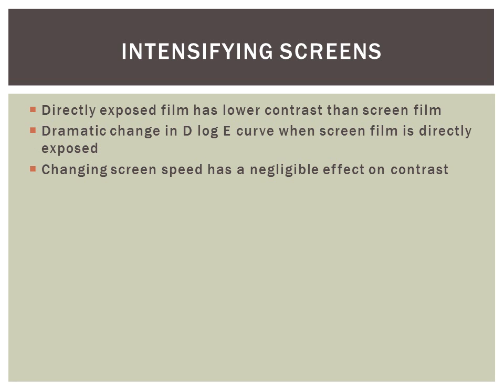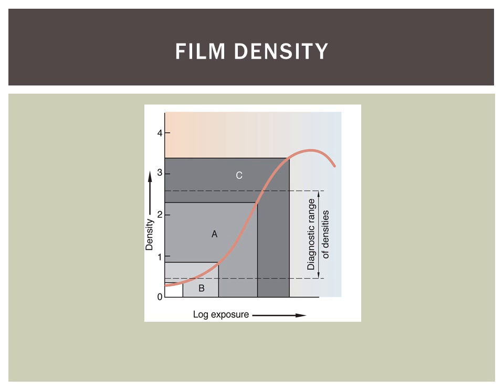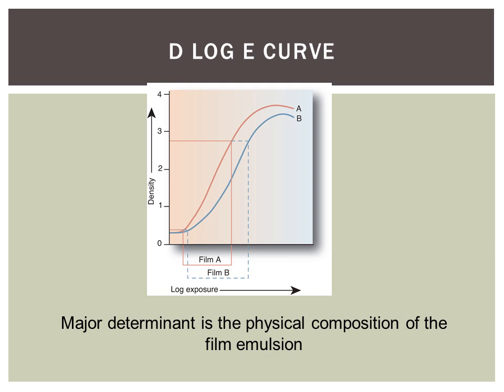Intensifying screens: directly exposed film has lower contrast than screen film. There is a dramatic change in the D-log E curve when screen film is directly exposed. Changing screen speed has a negligible effect on contrast. Film density: this is showing you the effect of film density on contrast. A equals a visible range, B is under, and C is over. The decrease in contrast with over and or under exposure occurs because the slope is not steep in the toe or the shoulder. D-log E curve, because of narrow exposure ranges.